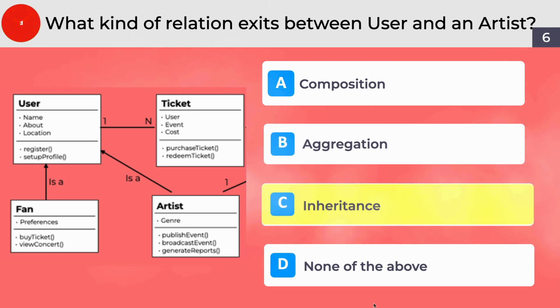And the correct answer is inheritance. Whenever we define a relationship between two entities as an is-a relationship, that implies inheritance. And in this example, the relationship between the user and artist is very clearly demarked with the is-a notation as well as an arrow pointing from the artist towards the user. Let's move on to the next question.